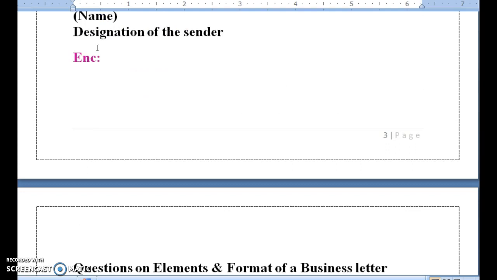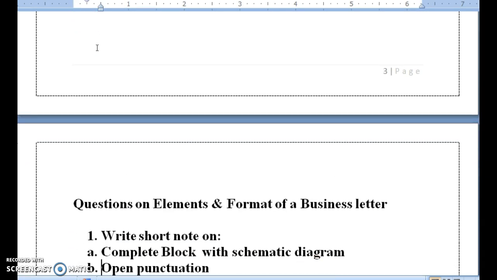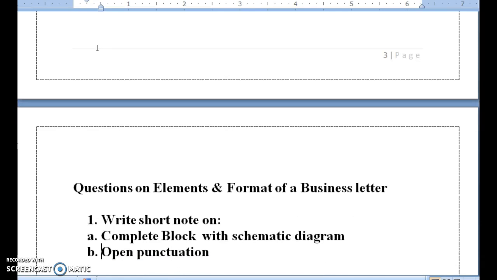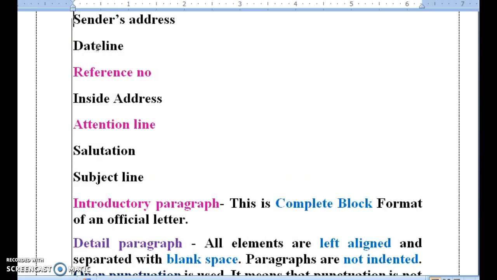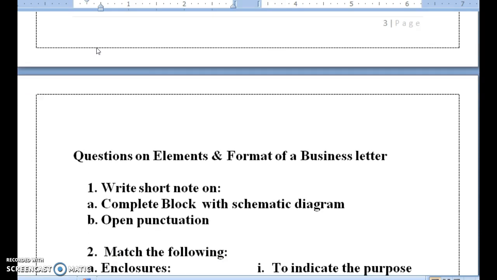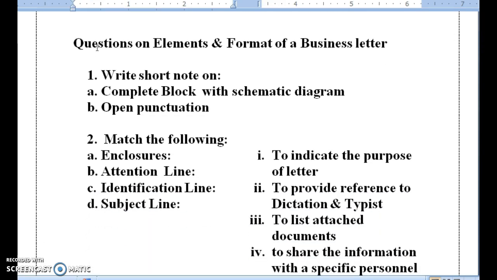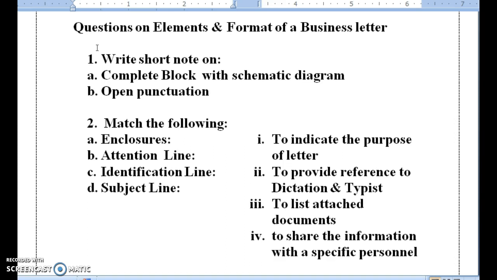Now coming to the kind of questions which are asked in these two topics, especially the elements and the formats of a letter. You may be asked to write short notes on a complete block format with a schematic diagram. I would suggest that you can prepare a short note like this, the one I have shown you here, which is also a diagrammatic representation of a complete block format. Second, you may be asked even to write a short note on punctuation, or you might have a pairing like this, some objective questions like match the following.